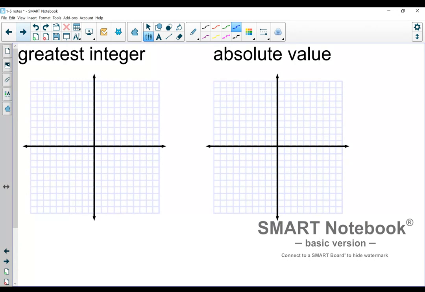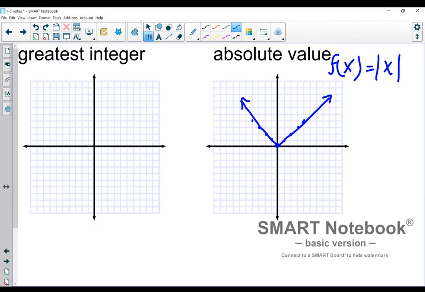I want to graph absolute value next. I just put it on the right because I felt like that gave me more space underneath for greatest integer. So absolute value is f of x equals absolute value x. We know that we start at the origin, and we have a pattern of up 1, over 1. I can remember that the pattern is a bunch of 1s because the absolute value sign looks like a 1 to me.